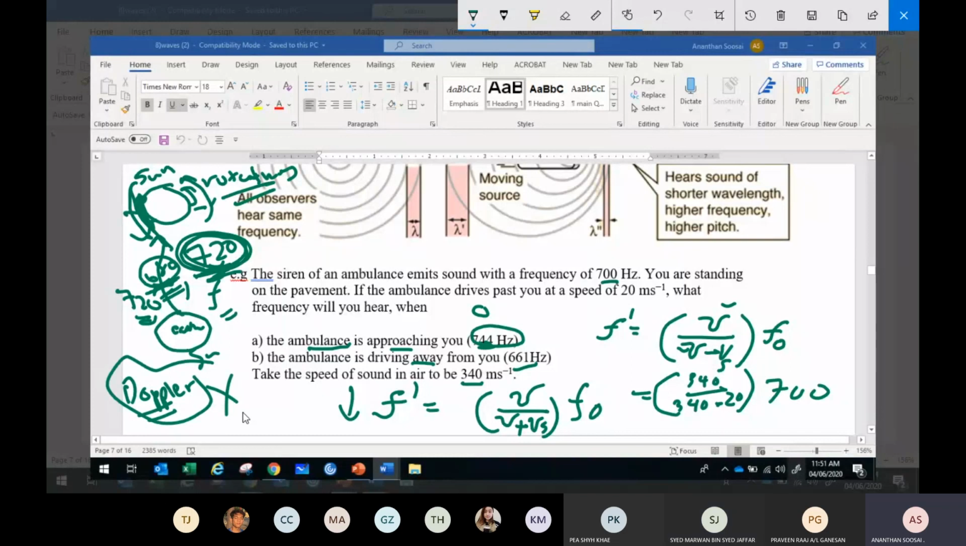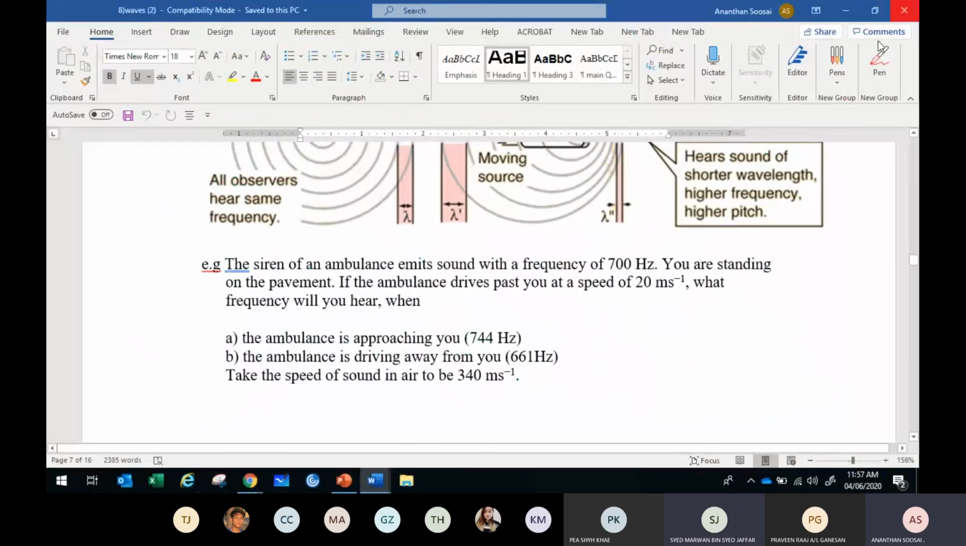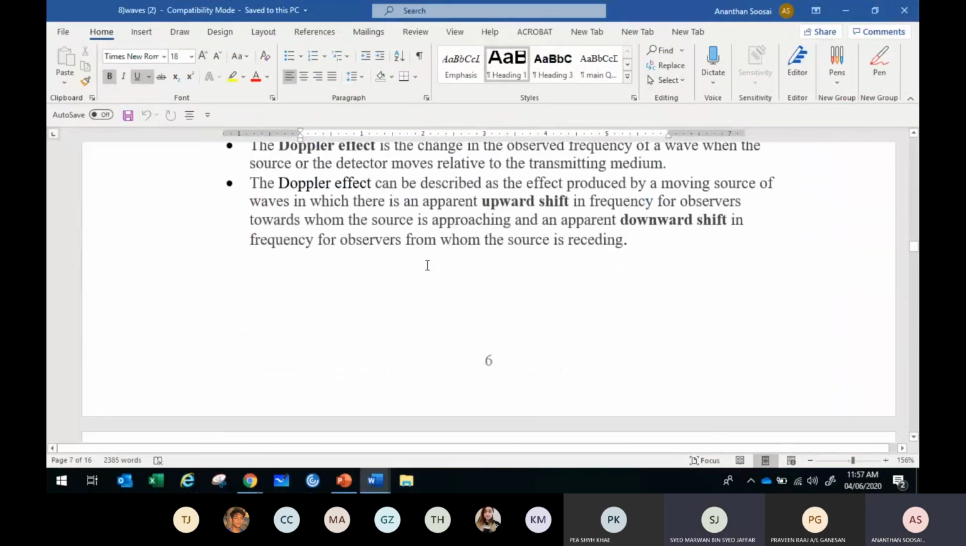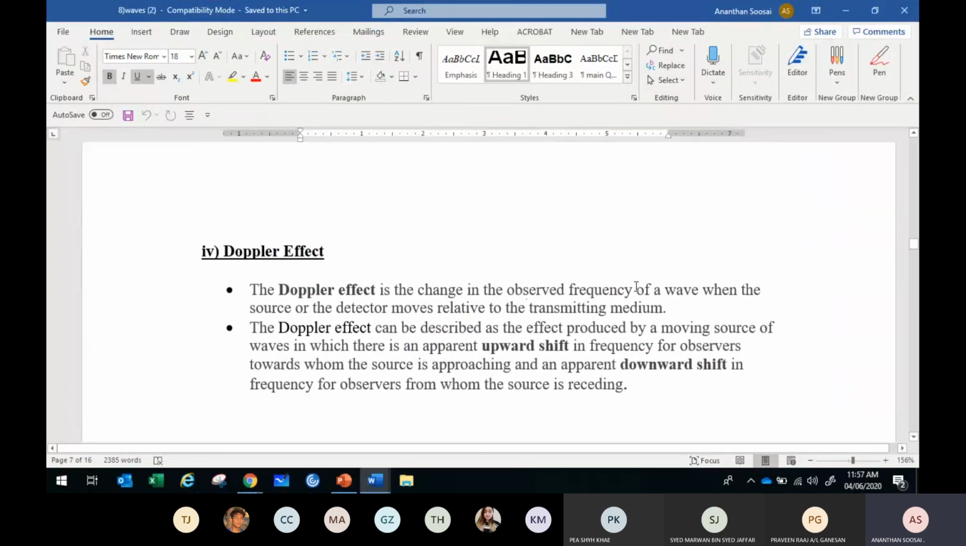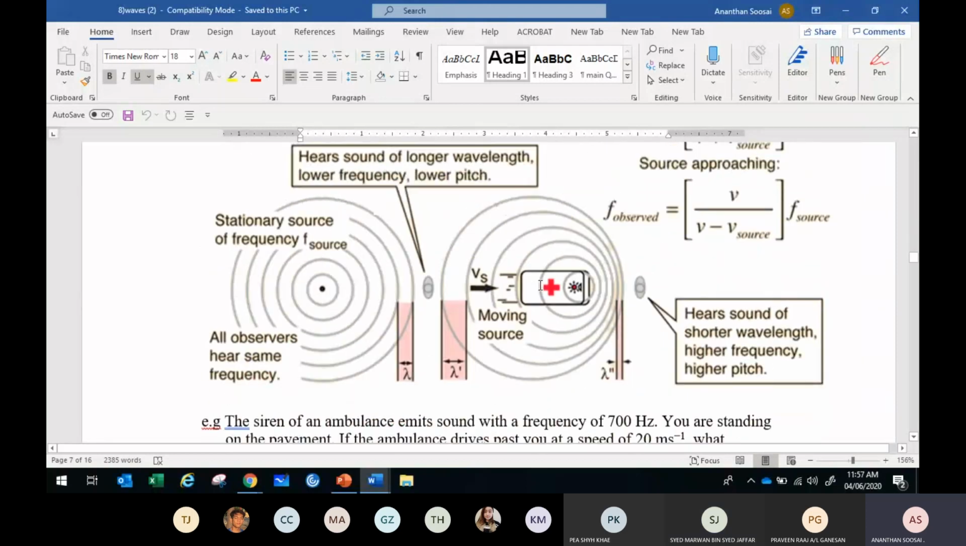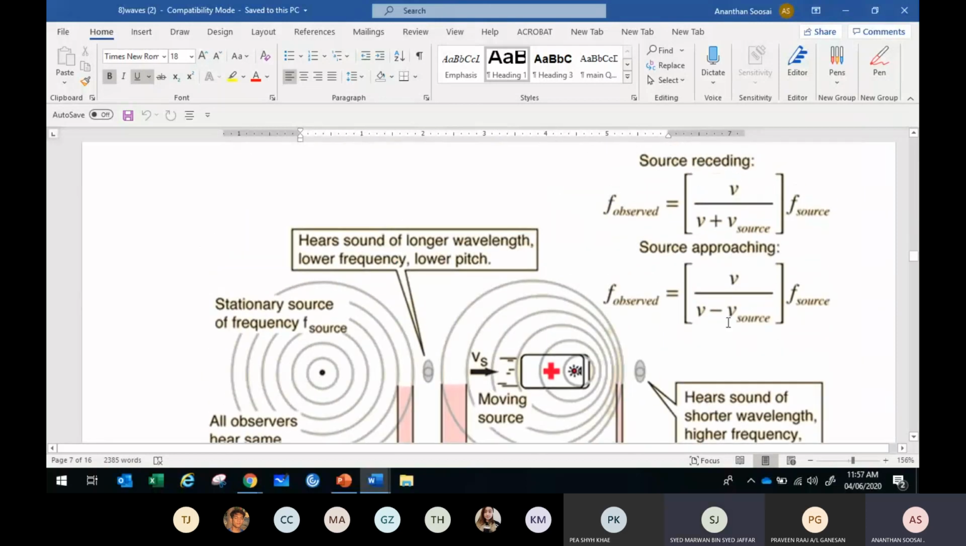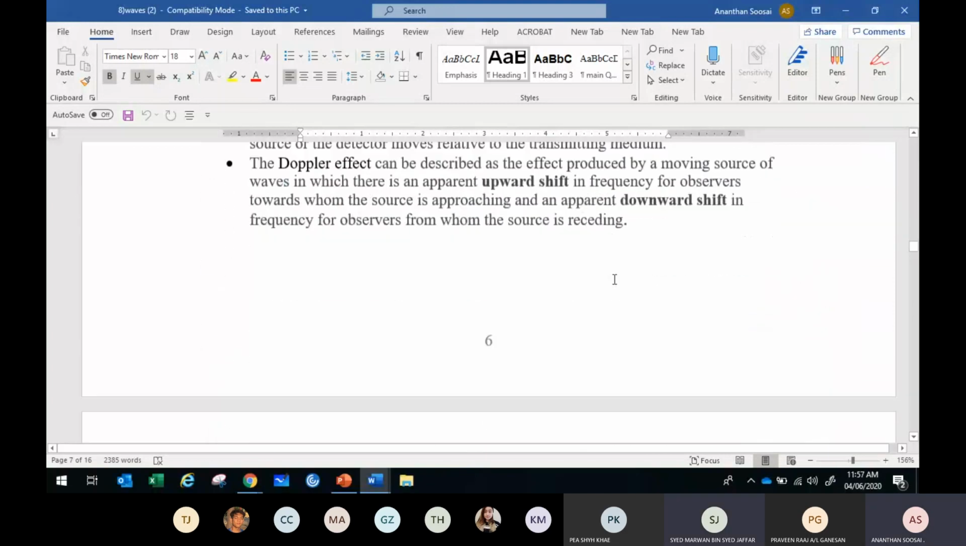Hey class, good. So this is today's class, something new you never learned before. It's the Doppler effect. So what is the Doppler effect? The Doppler effect is the change in observed frequency of a wave when a source or detector moves relative to the transmitting medium. If the source is moving or the detector is moving, you will get the Doppler effect. But in your syllabus, the observer is not moving, only the source is moving. If the observer is moving, the formula is going to change, which is not in your syllabus. The formula is only about the source. So that's the Doppler effect.